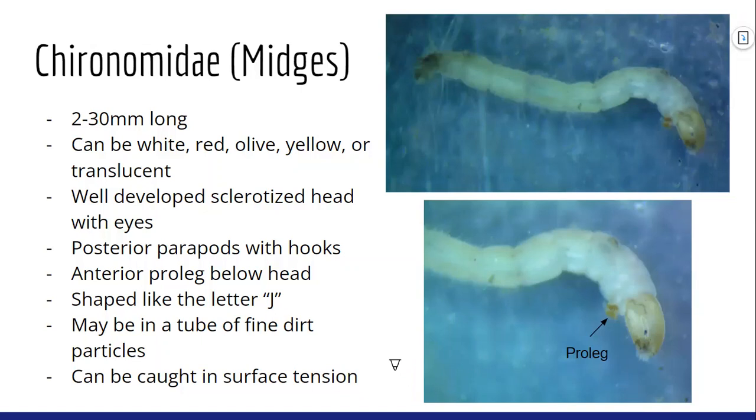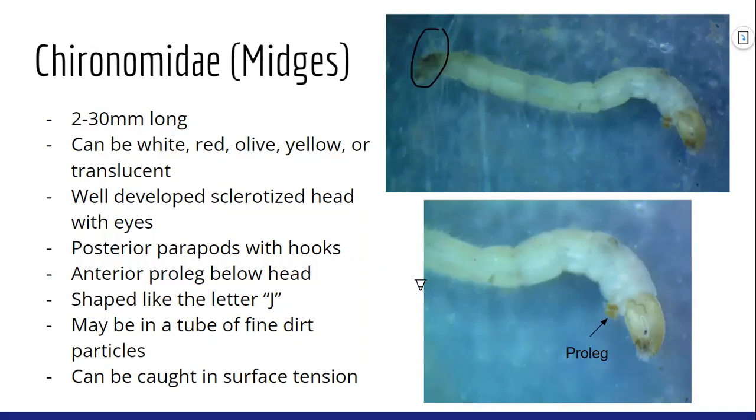They have posterior parapods, which have hooks, which are essentially just small protrusions that you can see here at the posterior end. They also have an anterior proleg, which you can see here, which is held centrally behind the head. They're usually J-shaped, and they may also be found in a tube of dirt or plant material.